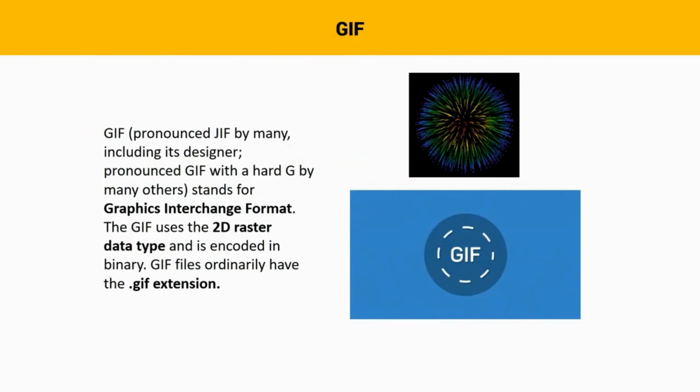Number 2. GIF. GIF, pronounced JIF by many, including its designer, pronounced GIF with a hard G by many others, stands for Graphics Interchange Format. The GIF uses the 2D raster data type and is encoded in binary. GIF files ordinarily have the GIF extension.